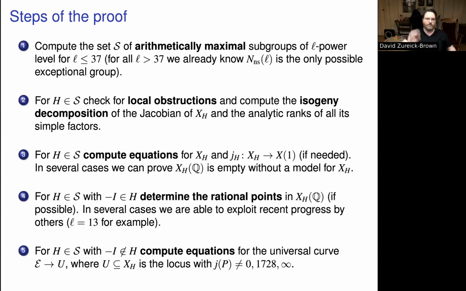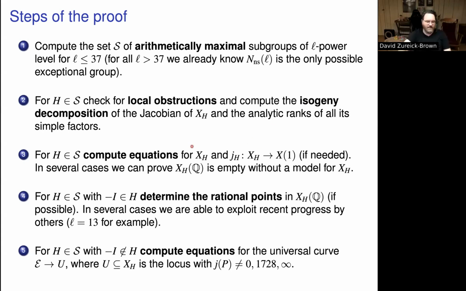So, steps of the proof. First, compute that graph that we showed you, the arithmetically maximal subgroups. Second, do all the sensible things people do. So first, look for local obstructions, compute the isogeny decompositions and analytic ranks of the factors. I said usual, but we had to invent some new techniques to do this, which I'll explain.